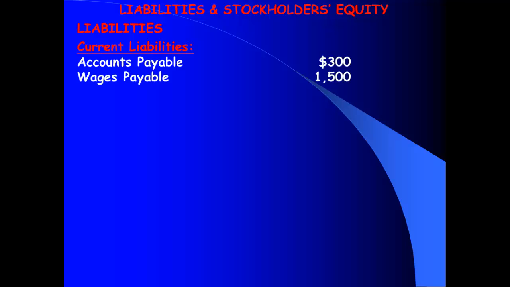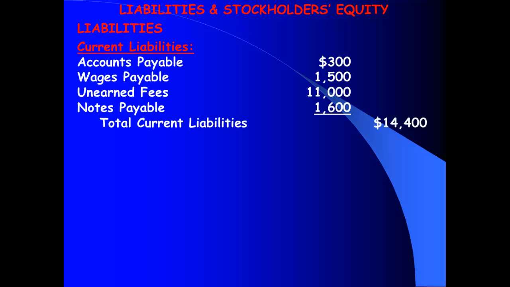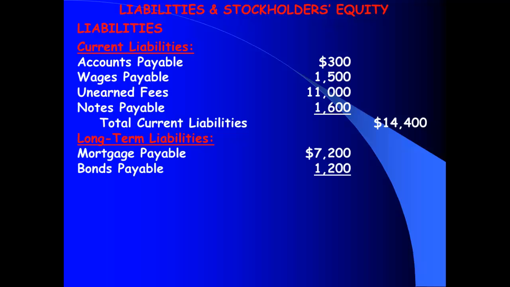Accounts payable, notes payable, good, because it was due in 6 months, right? How about wages payable and unearned fees? Good. The assumption with those unearned is that we're going to do the work within 1 year. So we had 4 in this case. My total current liabilities are $14,400. Next we have our long-term liabilities. Long-term liabilities. What do we have that was long-term? Bonds payable and mortgage payable.